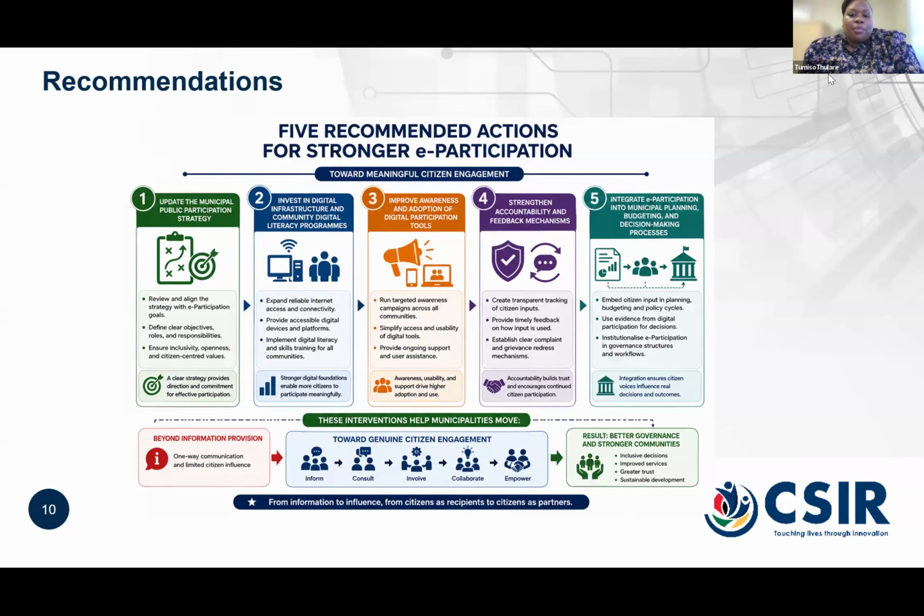The recommendation, therefore, from the results is that the city of Mbombela needs to update their municipal public participation strategy. This strategy will provide them with a clear direction and commitment to effective participation. They need to invest in digital infrastructure and community digital literacy programs. They also need to improve awareness and adoption of digital participation tools. It was found that there is limited awareness of what e-participation is among the citizens. They also need to strengthen accountability and feedback mechanisms, and integrate e-participation into municipal planning, budgeting, and decision-making processes.